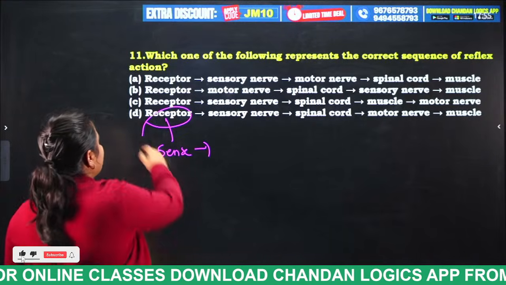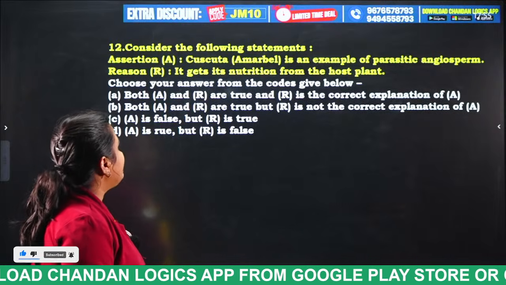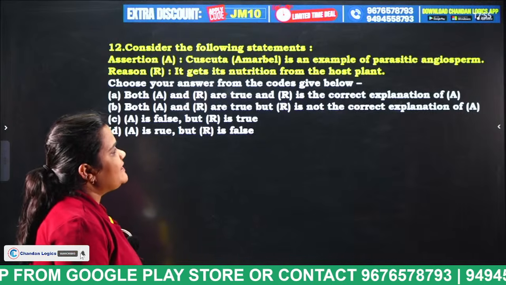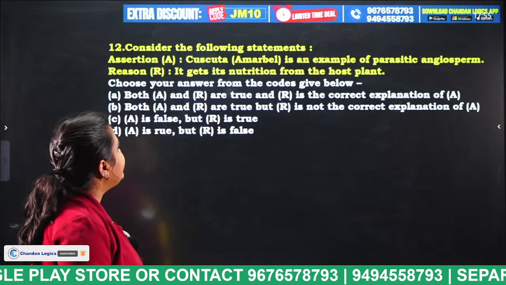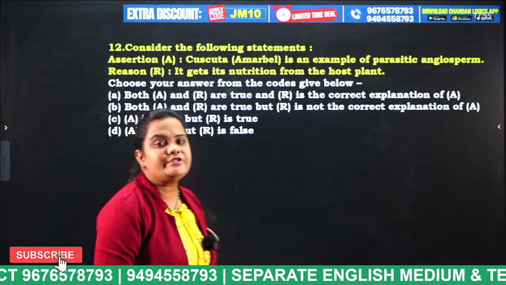So what is the answer, student? Option D. Consider the following statements. Assertion: Cuscuta amarbel is an example of parasitic angiosperm. Reason: it gets its nutrition from the host plant. Okay, here are the two statements, students.